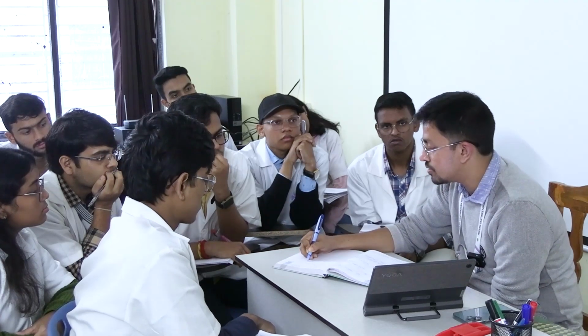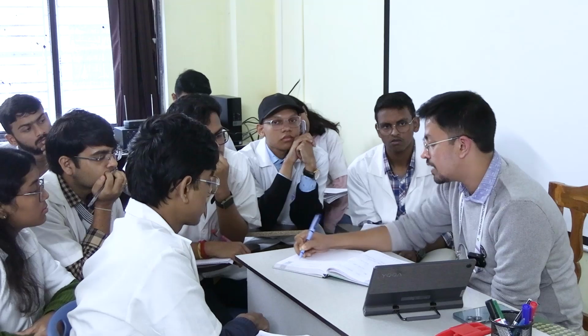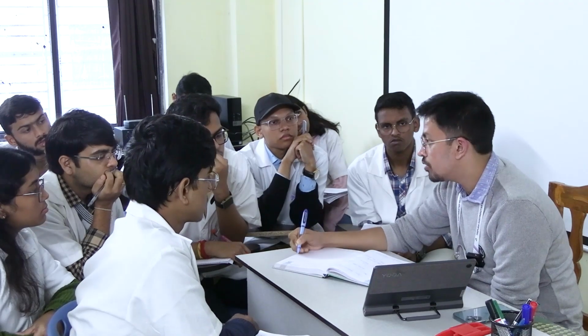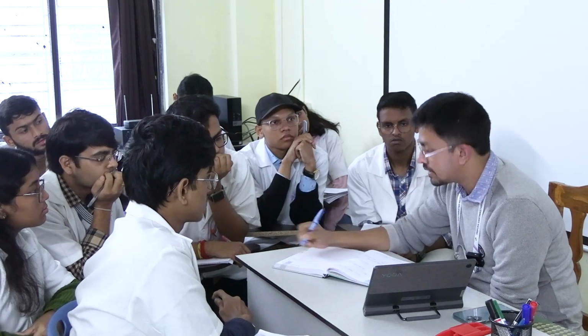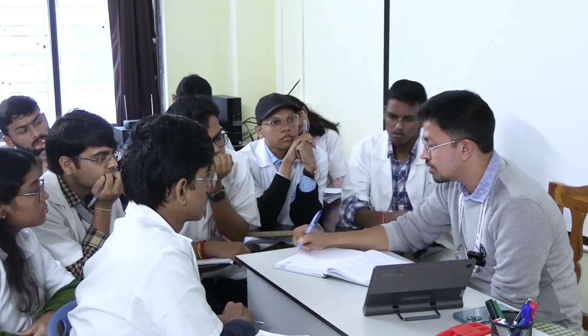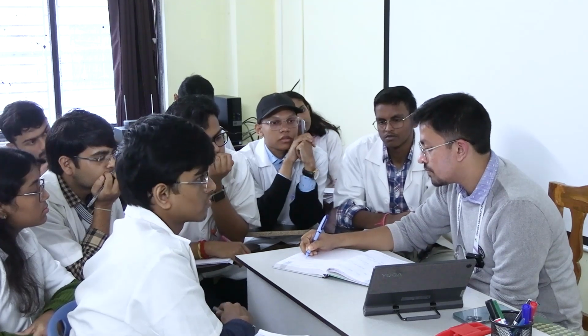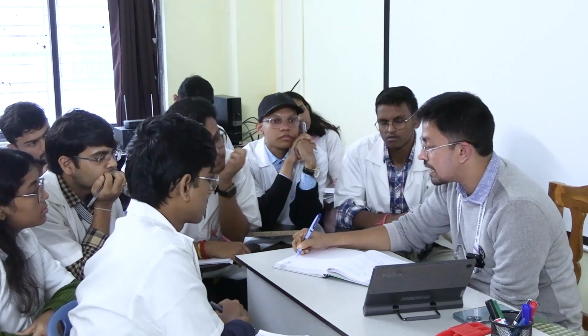In case of hemolytic jaundice, indirect bilirubin increases more. Direct also increases, but indirect increases more. And in case of obstructive jaundice, direct increases more. Why?